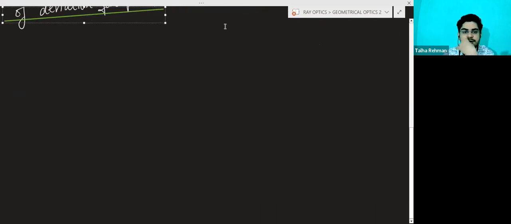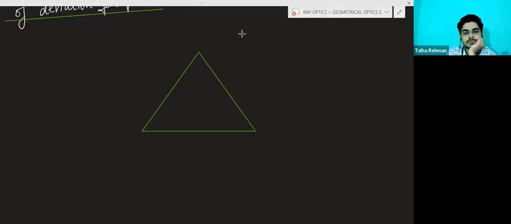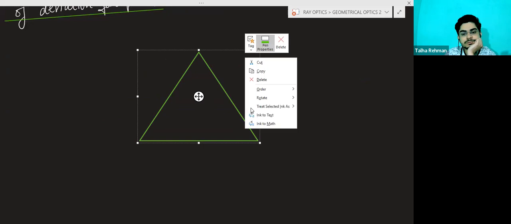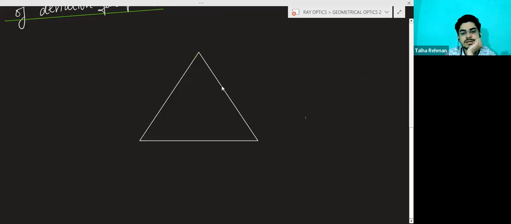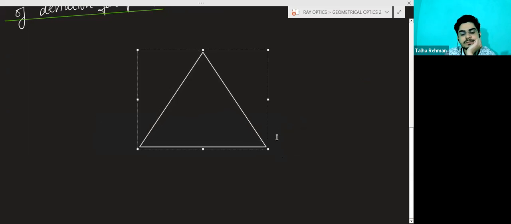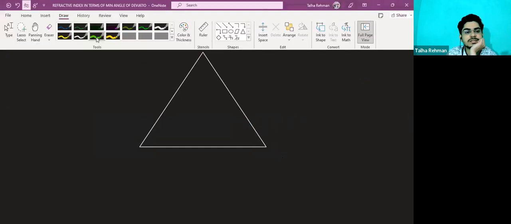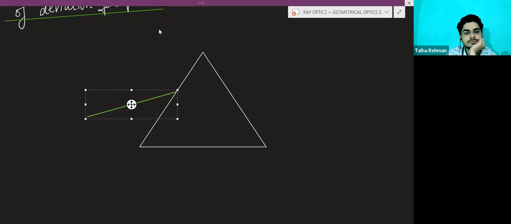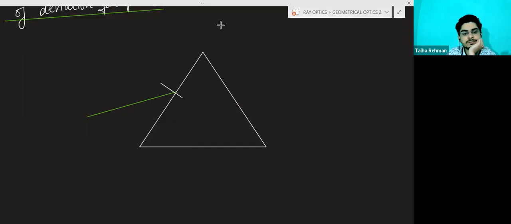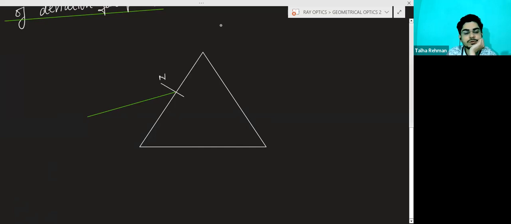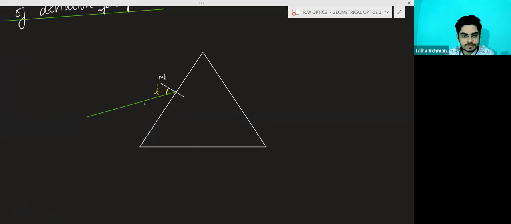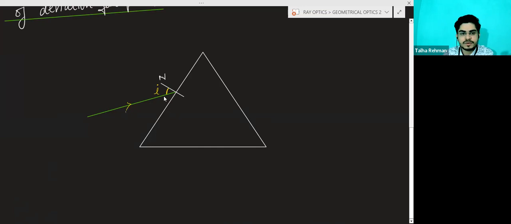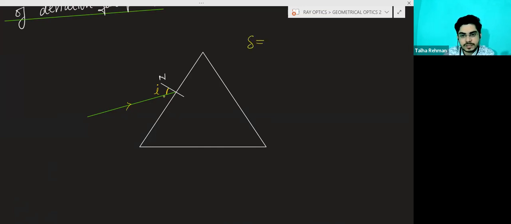So for that I am taking one prism. This is a triangular prism. And suppose for this incident ray, this is the normal. Suppose this incident ray, having the angle of incidence i, will suffer the minimum deviation. Means the deviation of this ray will be the minimum deviation.